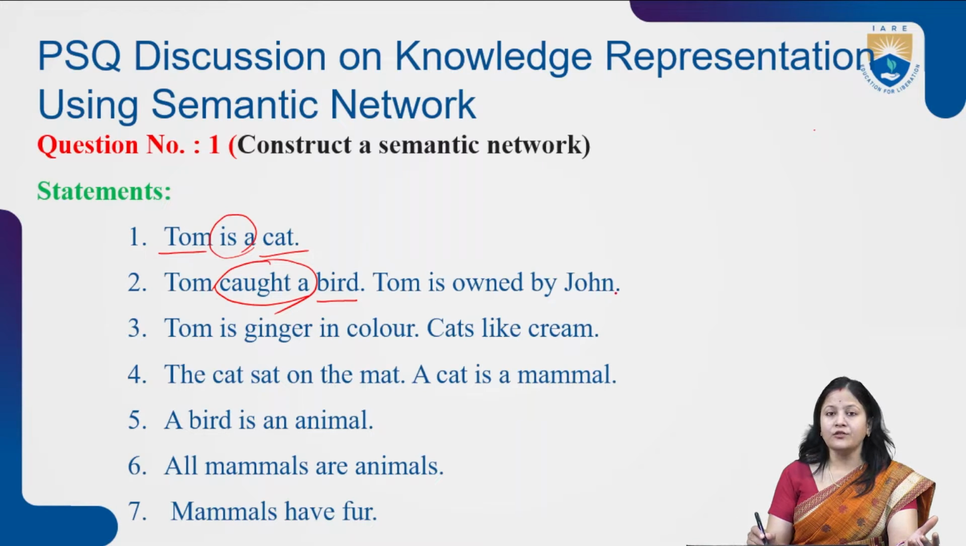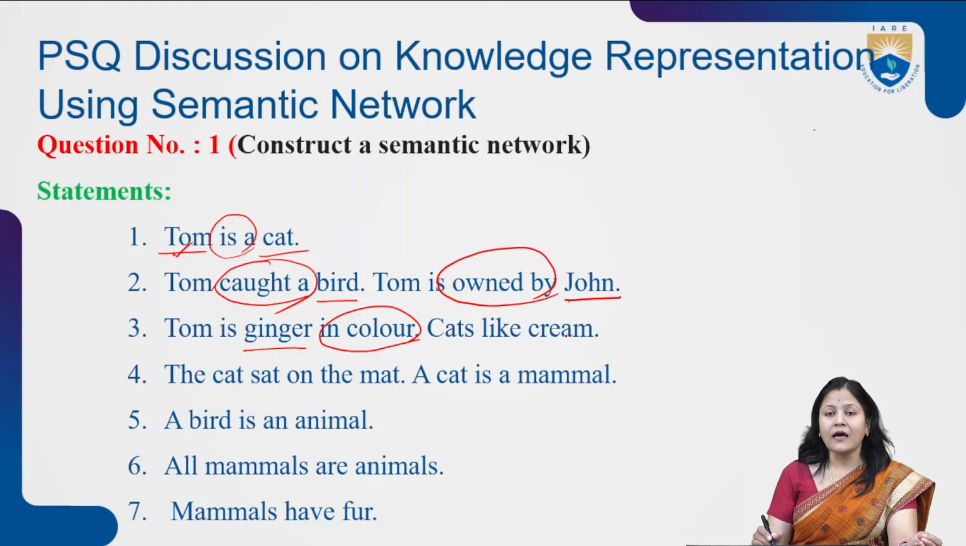Then Tom is owned by John. Tom is already repeated, which I have taken over here. So John is another class, but the property between Tom and John is owned by. Okay, so let me underline so that you can understand which one is class, which one is the relation. Relation is owned by. And in the third statement, Tom is ginger in color. So in color is one of the properties or attributes of Tom. What type of color? It is ginger in color. So ginger we can take as one class and in color we can take as an attribute. So attribute, this is class.